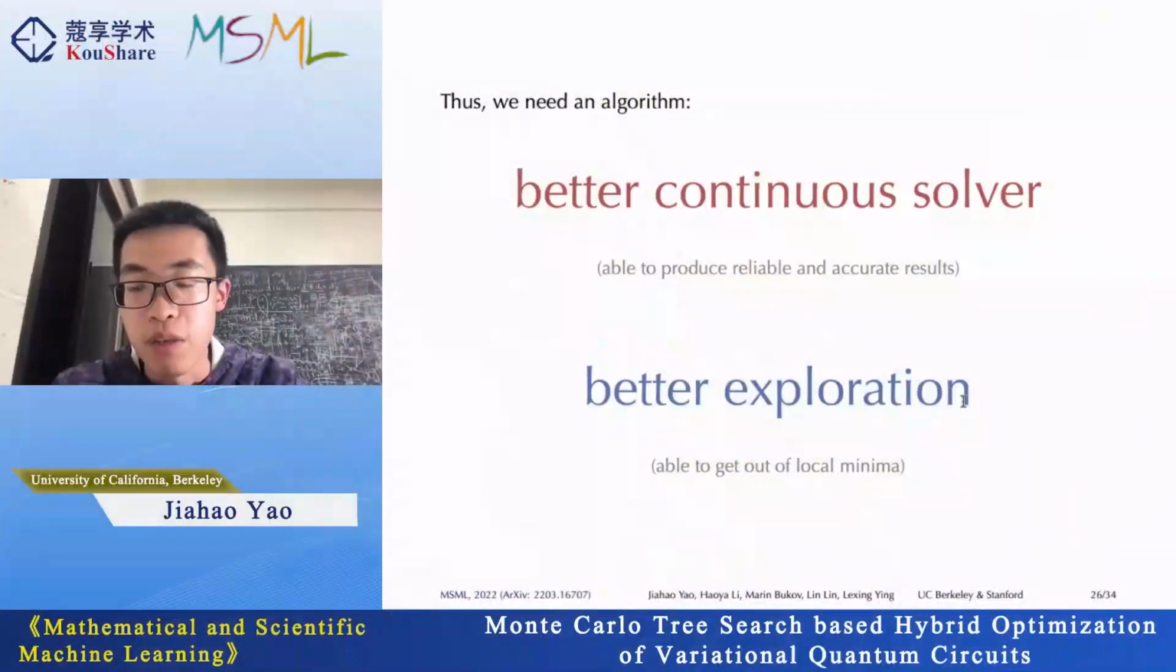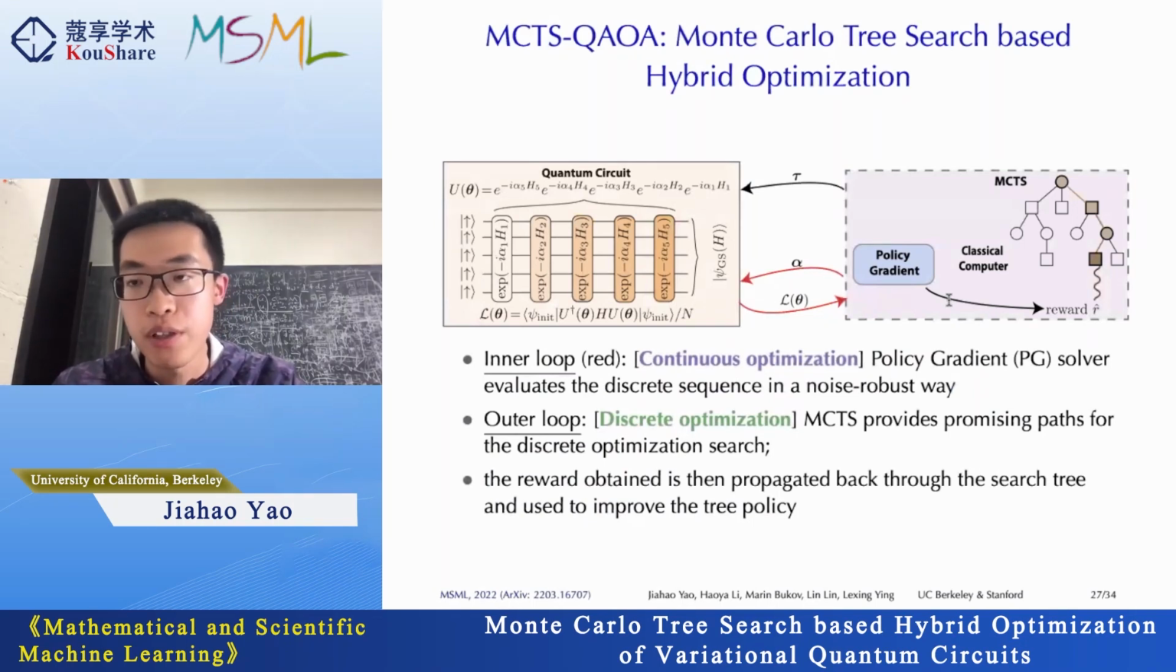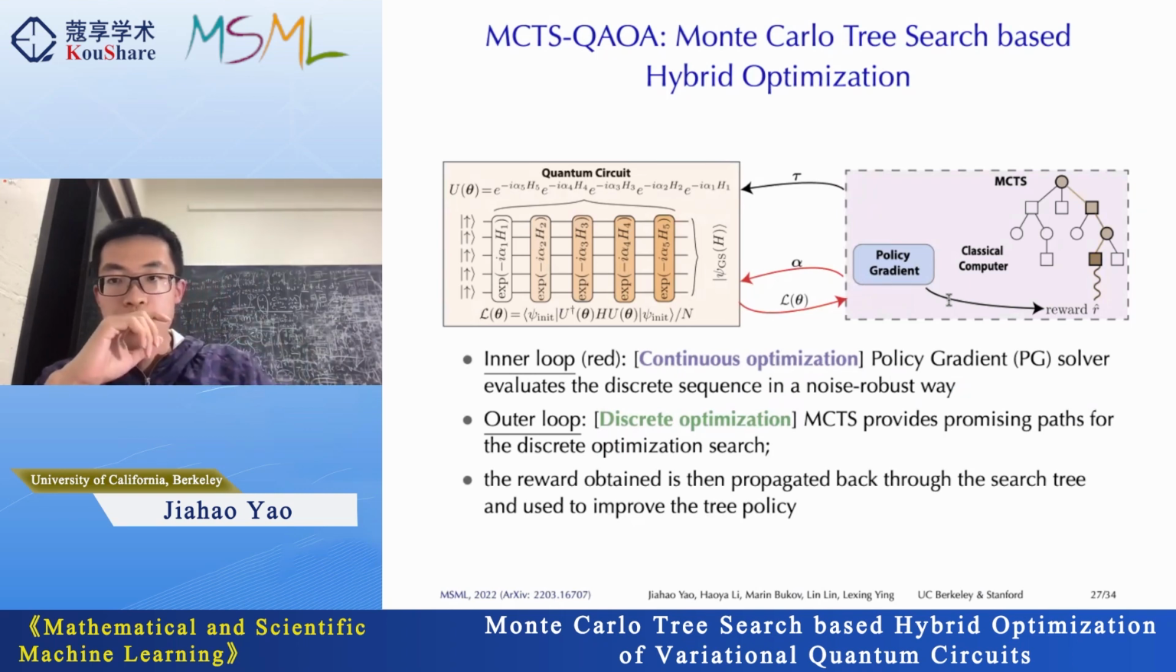So we need an algorithm which has a better continuous solver, which means we can get reliable and accurate results. Also with better exploration, which means we can get out of local minima if the algorithm gets stuck in some. So that's why we proposed a new method called Monte Carlo tree search-based QAOA optimization.